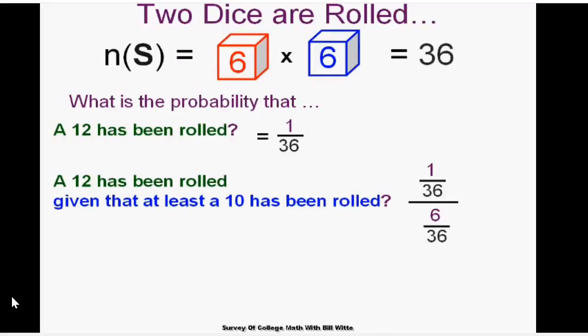So using this formula, our probability that a 12 has been rolled, given that at least a 10 has been rolled, let's reduce it, is going to be quite a bit higher, 1 out of 6. Okay, let's do another one.